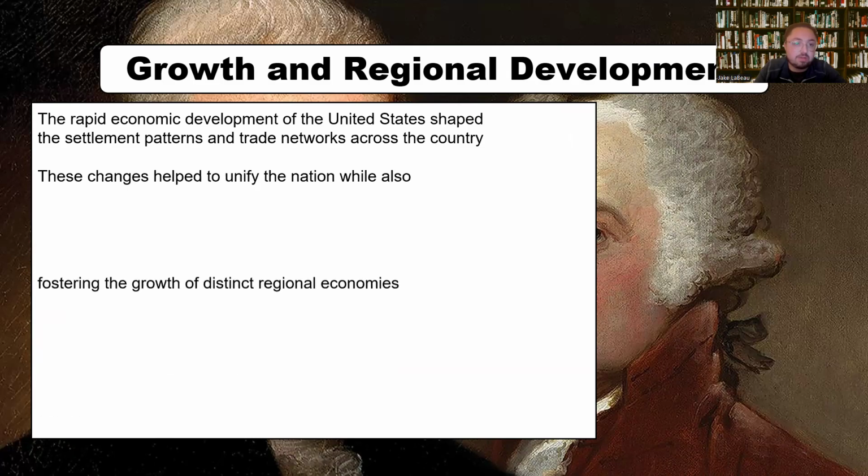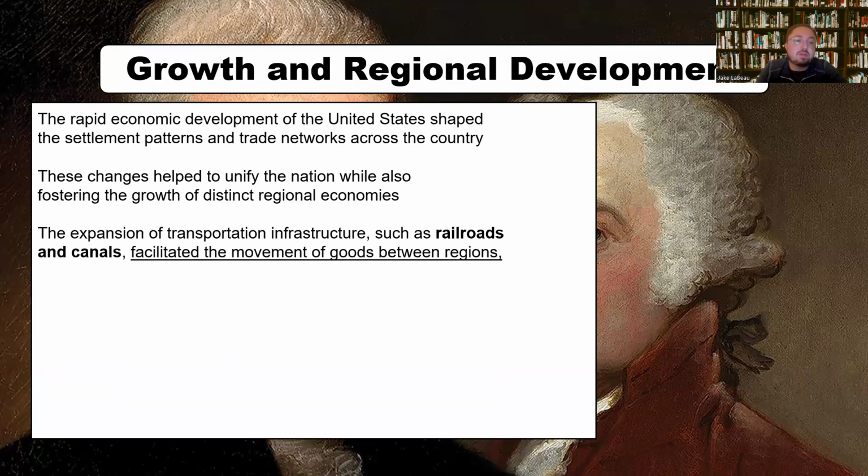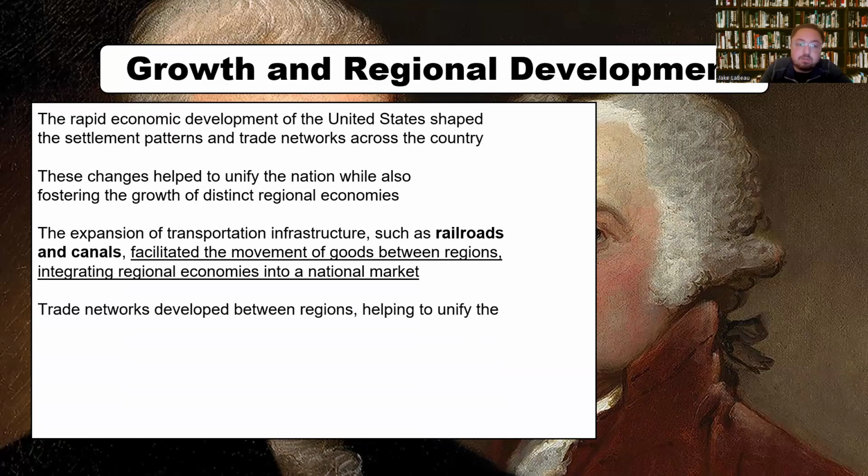So growth and regional development. The rapid economic development of the United States shaped the settlement patterns and trade networks across the country. These changes help to unify the nation while also fostering growth of distinctive regional economies. So the expansion of transportation infrastructure, such as railroads and canals, is going to facilitate this movement of goods between regions, integrating regional economies into national markets. All right. What you need to understand is that trade networks developed between regions is going to be a key thing that helps to unify the nation economically.